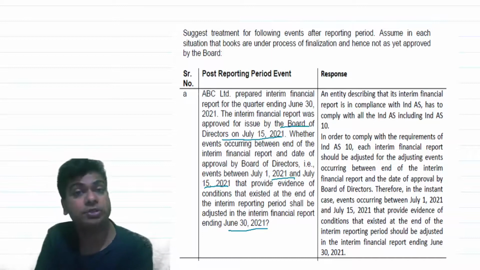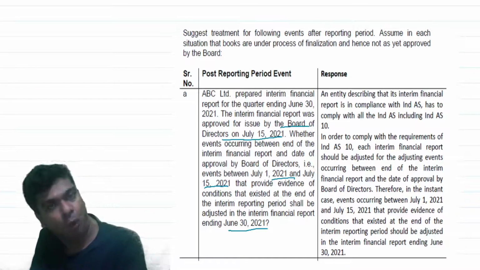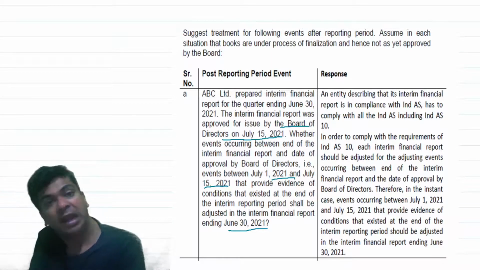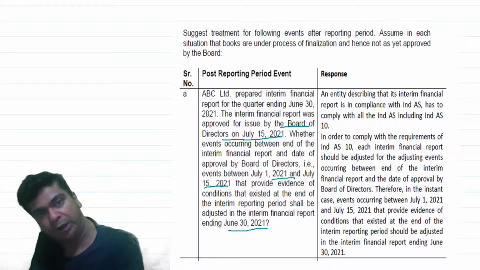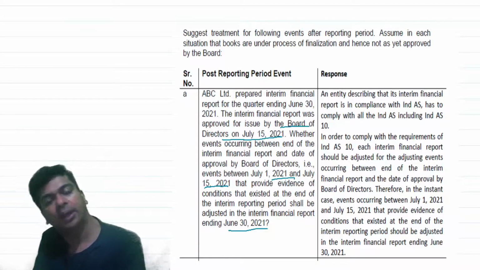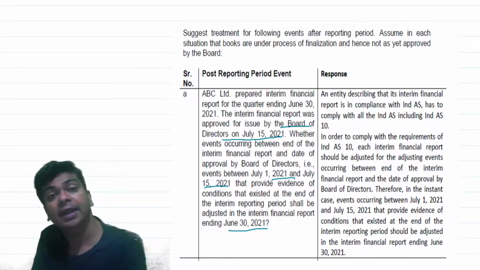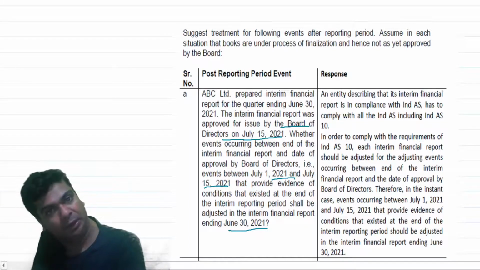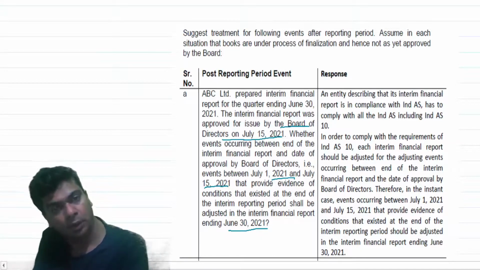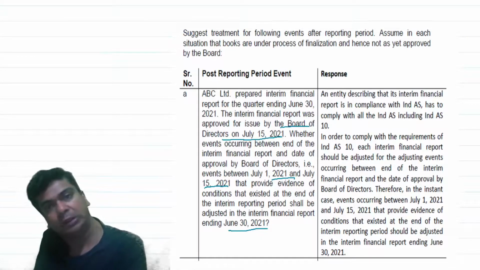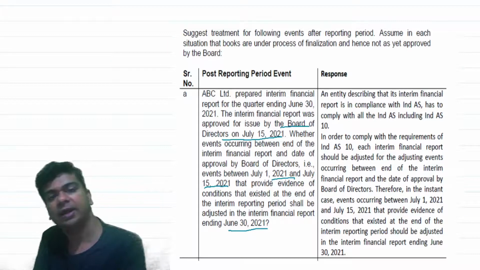Interim financial reports are prepared as per Ind AS 34. An interim financial report is basically a report for a period shorter than the full accounting year. But remember one thing, and this is something that we had discussed. Ind AS 10 is also applicable to interim financial report. An interim financial report will also ultimately be approved by the board of directors.